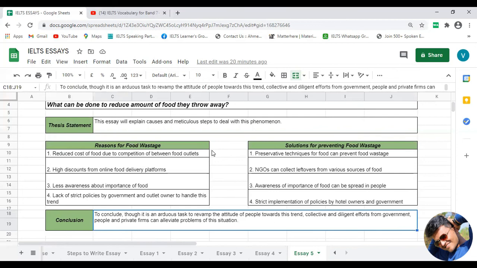And if I reframe that idea for the conclusion of this statement, then my conclusion will become something like this. To conclude, though it is an arduous task to revamp the attitude of people towards this issue. Revamp means change. Collective and diligent efforts from government, people, and private firms can mitigate or alleviate the problems of this situation. It means the collective efforts from government, people, and private firms can solve this problem if they work together, right?